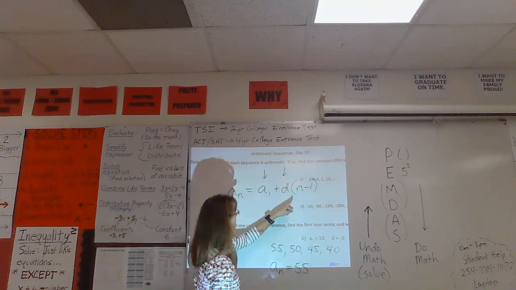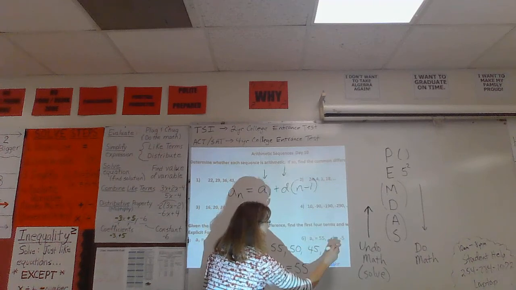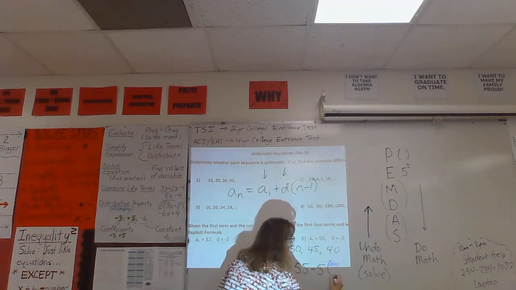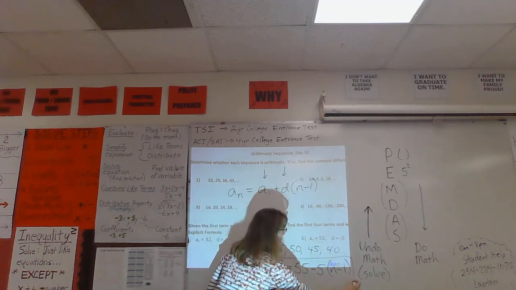And then my D number, I have a negative D number, so I'm not going to put plus D. I'm going to say minus 5, because my D is a minus 5, parentheses, n minus 1. That is my explicit formula.